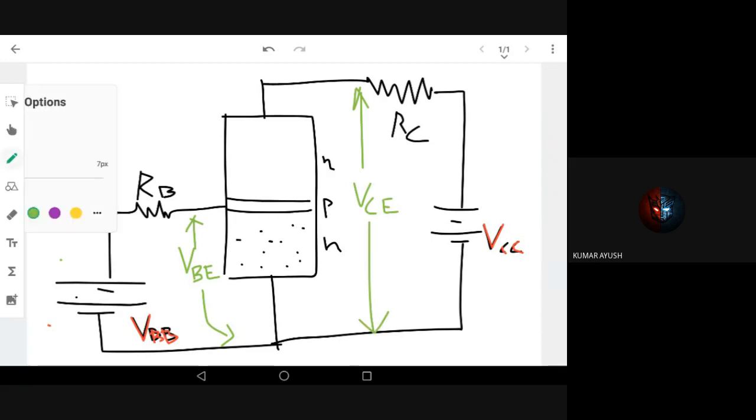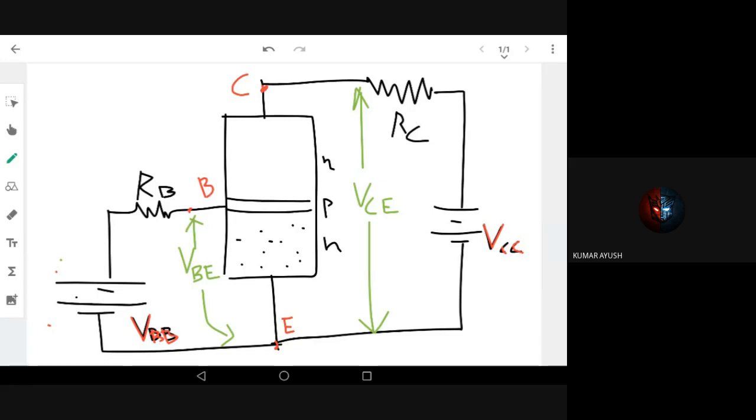I'll not mark the regions here. This is definitely the collector, this is the emitter, and this is the base. Now we should plot the different characteristics, that is, transistor currents versus different voltages.